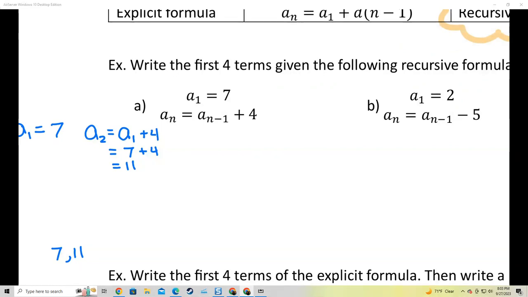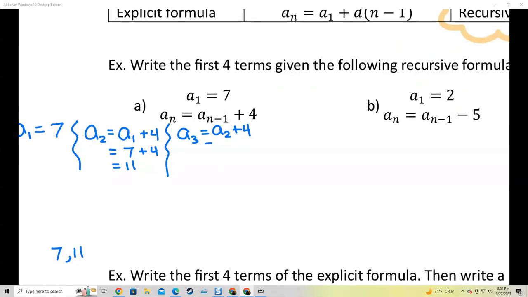All right, let's figure out the third term. If I want to get my third term, let me split this up so that we're not running into this stuff. If I want to get my third term, I'm going to use this formula. Remember, to get my third term, this says I need to get the previous term. Which one was the previous term? Well, the previous term was the second term. And I need to add 4 to that.